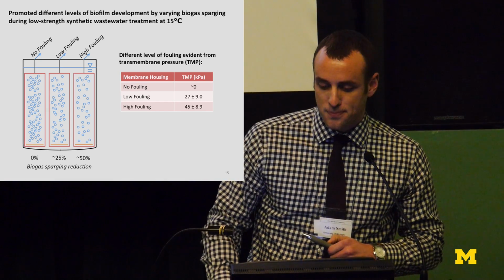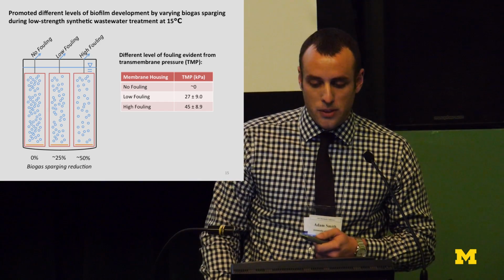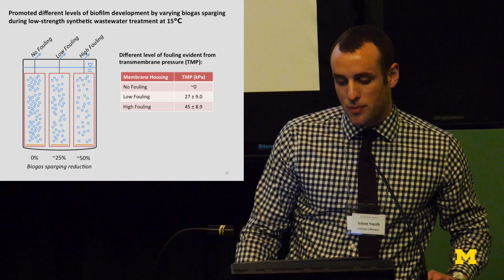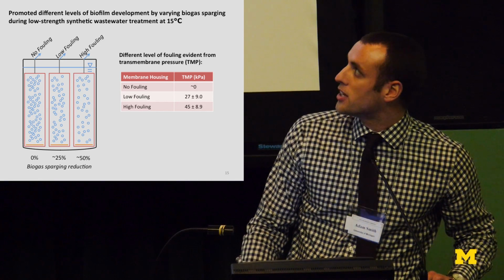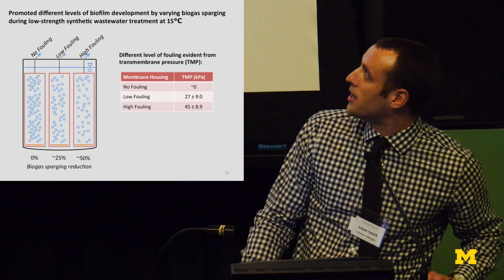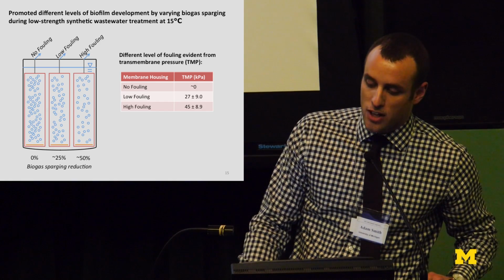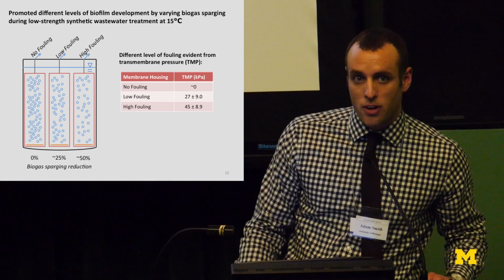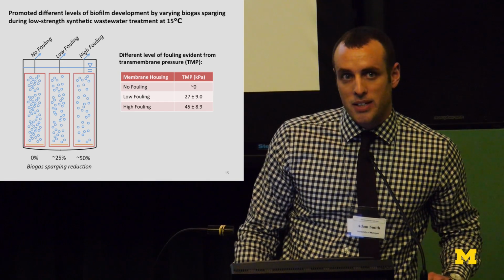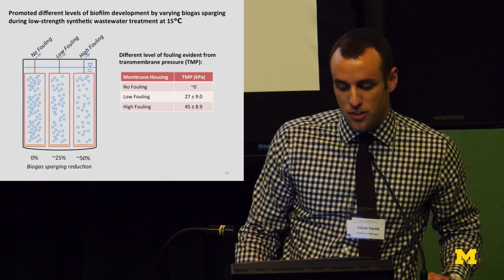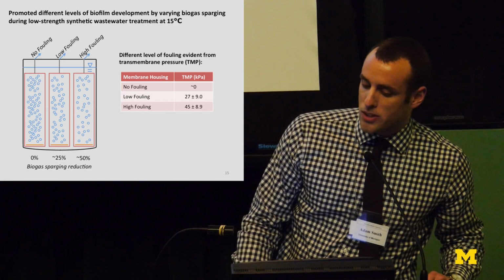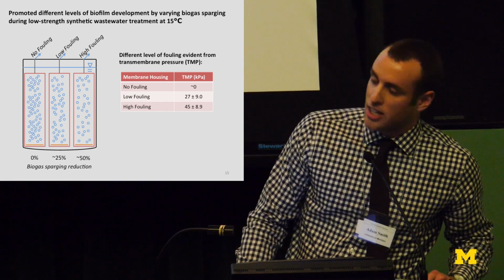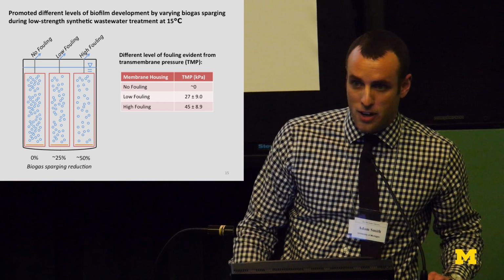of the biofilm. So Lauren mentioned that we use transmembrane pressure to evaluate the fouling level of membranes during operation, and we operated under this scheme for about 40 days, and these are the transmembrane pressures that developed on average. So for the no fouling membrane housing, transmembrane pressure stayed right around 0, as we expected because we did not allow accumulation of any foulants on the surface. And then for the low fouling case, we had a transmembrane pressure of about 27 kPa on average, and then for the high fouling case, we had a transmembrane pressure of about 45 kPa.